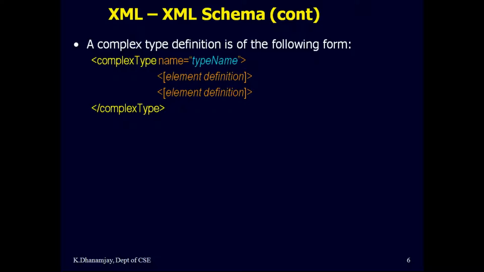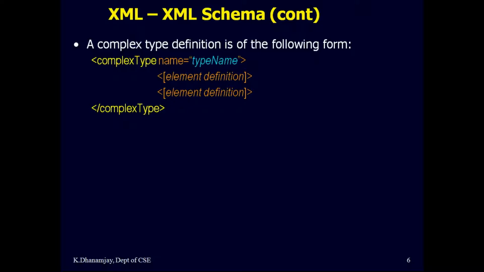So how will a complex type be specified? Let's have a look. Here you have to give a complex type, that is a type name, and then the element definitions here, and the complex type is ended. I gave two types, simple type and complex type, right? Just now we are observing the complex type.